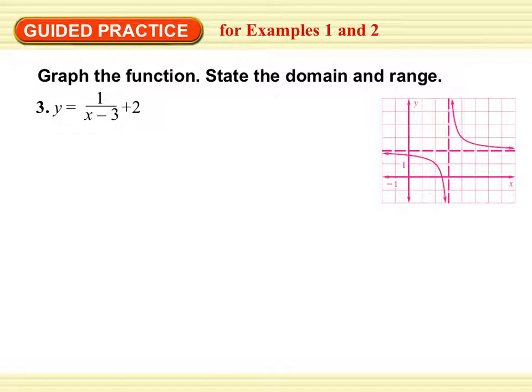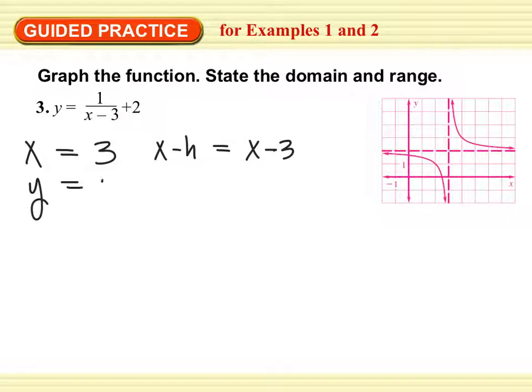All right, a little more complicated. The horizontal asymptote is going to, well, let's do the vertical one first. So the vertical asymptote is going to be at x equals 3 because it's x minus h, which is x minus 3, therefore h equals 3. Our horizontal asymptote is going to be at y equals 2.